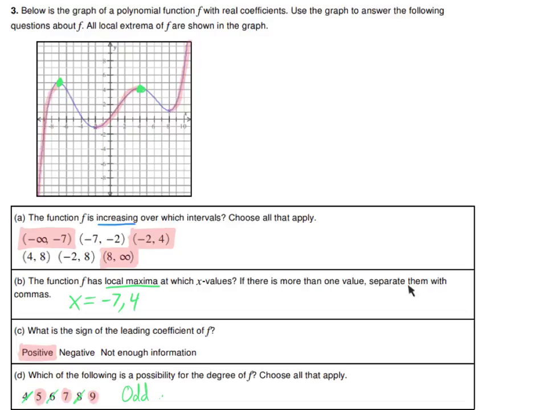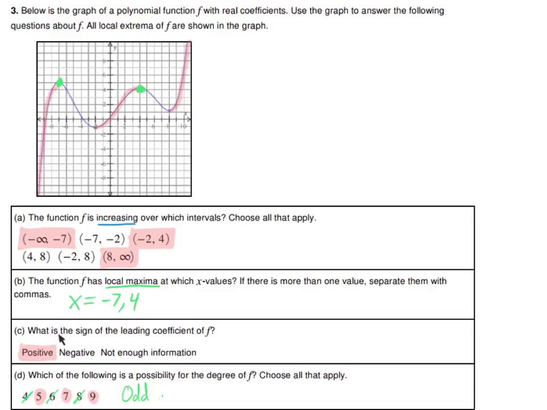If there's more, just follow the directions if you're writing it. So with this one, local maximums are hills. The local maximum is at negative 7, I have a hill, and at 4, I have a hill. All at once is the x value where you have your hill. If I want minimum, it would have been at 2 and at 8.